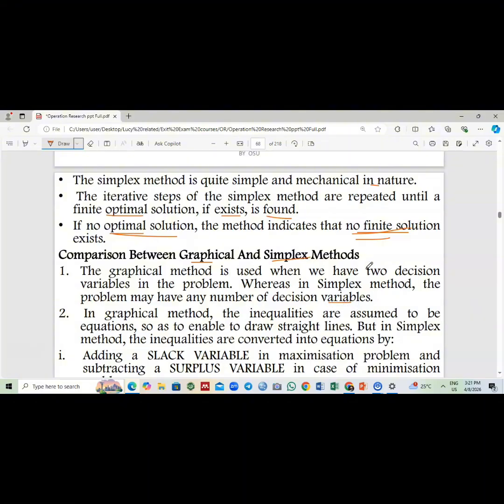Now when we use the graphical method of solution, mostly we have 2 decision variables. Yes, for a problem that has 2 decision variables we definitely use the graphical method. But if our decision variables are many, or more than two, yes, if more than two decision variables, we have to use the simplex method. In the graphical method, the inequalities are assumed to be equations so as to enable drawing a straight line. But in the simplex method, the inequalities are converted into equations.